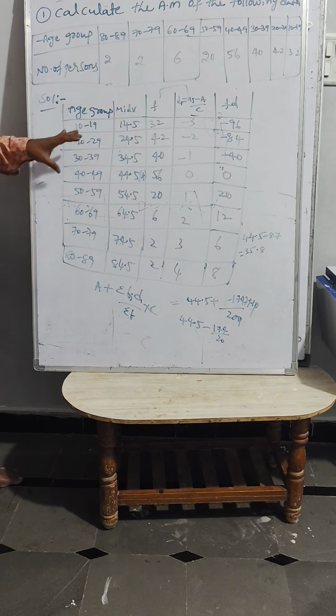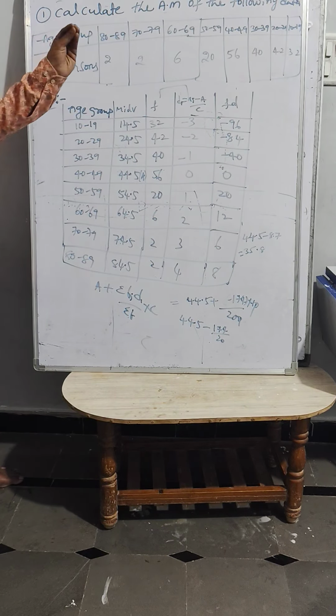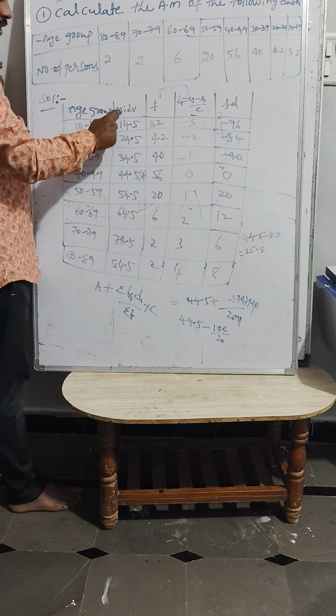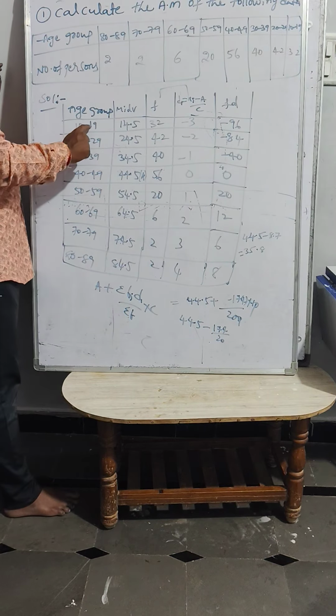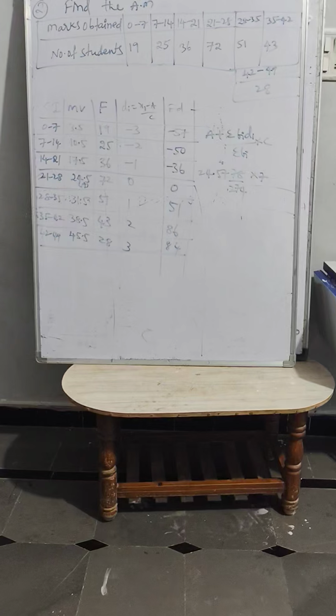First of all, the class interval is given, frequency is given. We have to find the mean by the step deviation method. See, we have to find the mid values. 10 plus 19, how much then? 29. 29 by 2 is 14.5.